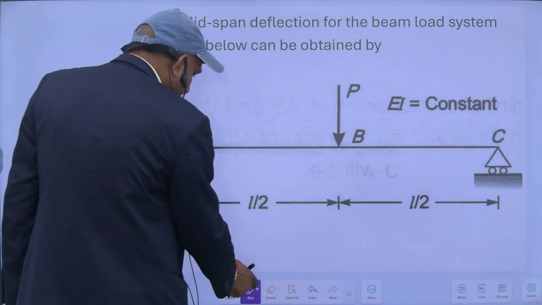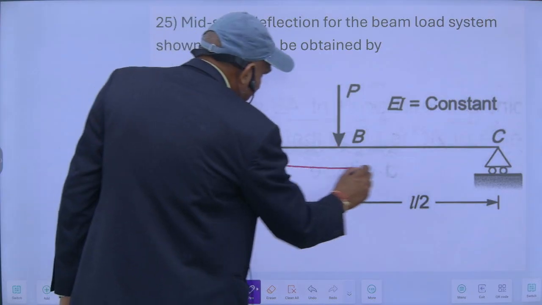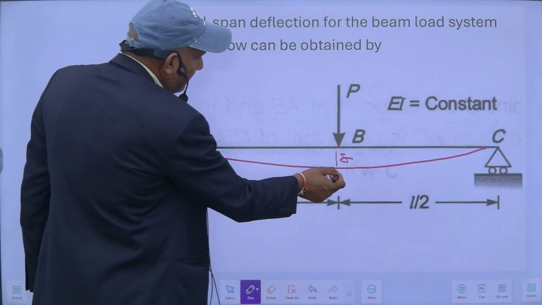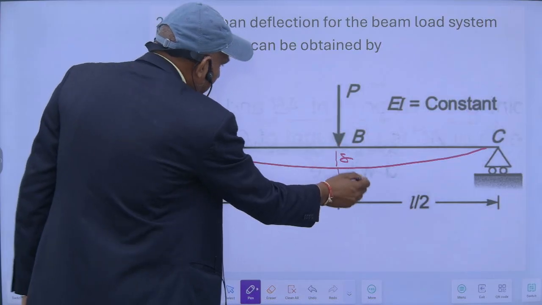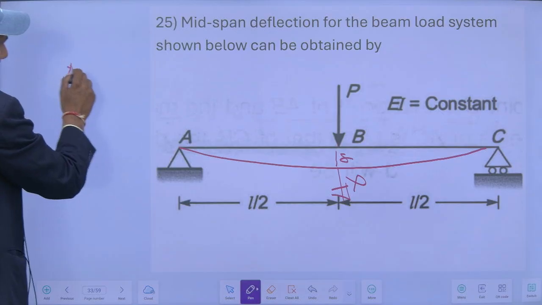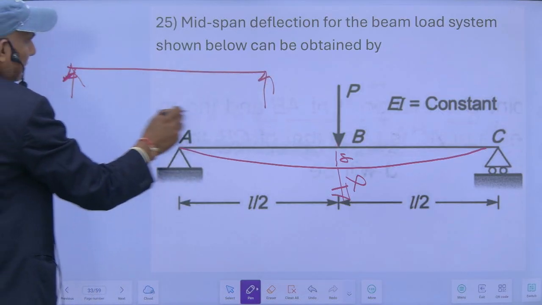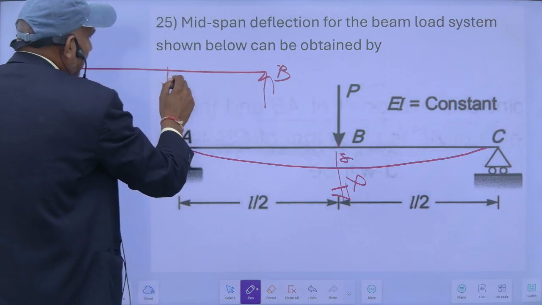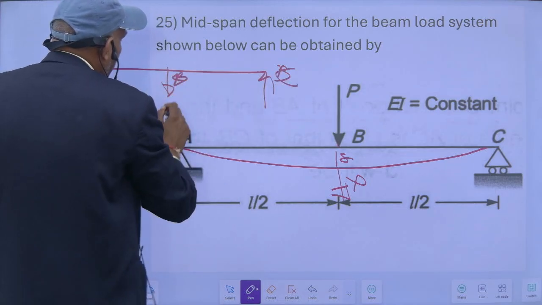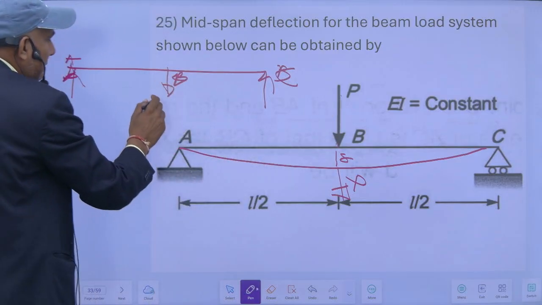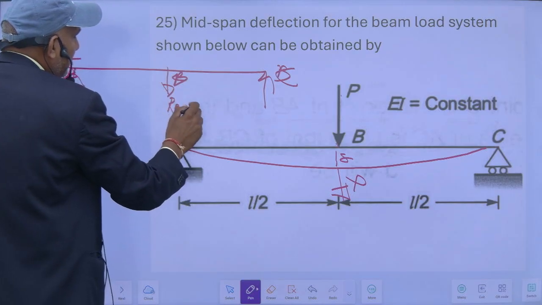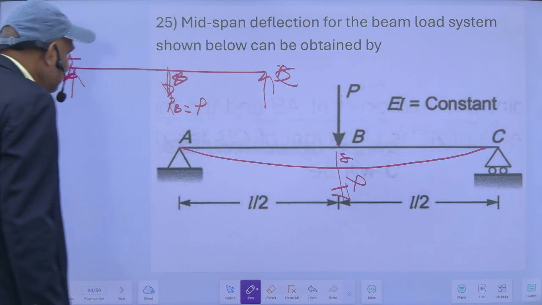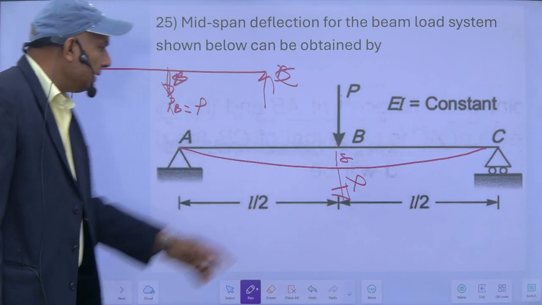So suppose this deflection is delta. So I can assume it like this. Suppose if I apply this P here, so this is equal to like this. So this is downward. So say I can say this is A, this is B, this is C. Oh, this is C and this is B. So I can say this P is reaction at B. This reaction at B is equal to P and this is downward. So there is a deflection of delta.